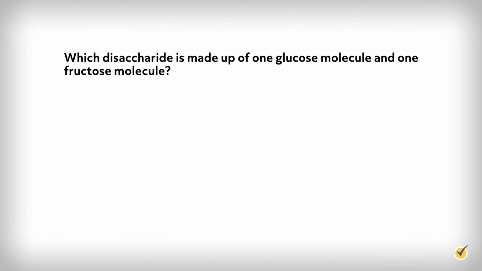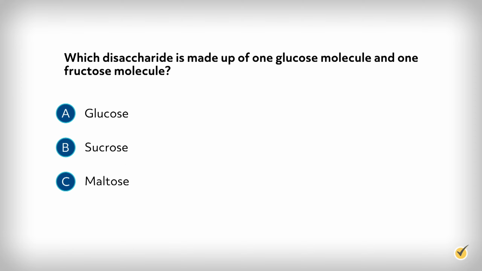Okay, now that we've covered everything, let's look at a couple of review questions. Which disaccharide is made up of one glucose molecule and one fructose molecule? Is it A, glucose, B, sucrose, C, maltose, or D, glycogen? The correct answer is B. Glucose is a monosaccharide. Sucrose is made up of glucose and fructose. Maltose is made up of two glucose molecules, and glycogen is a polysaccharide.